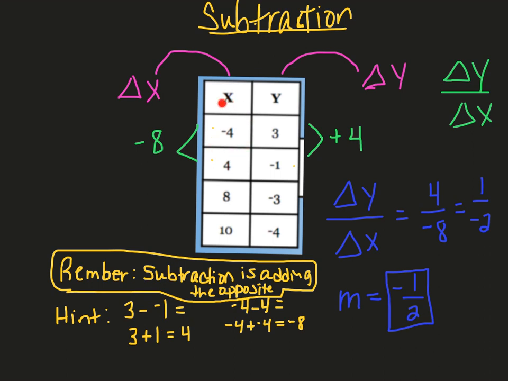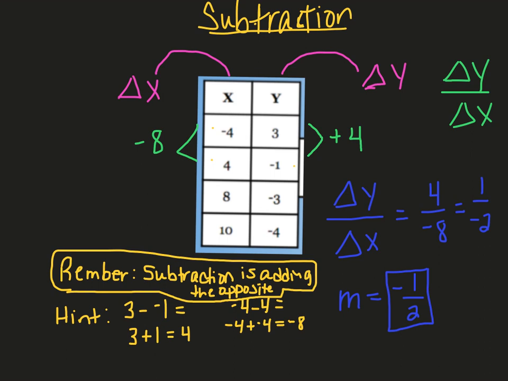Okay, and then on this one, I was thinking about this on a number line, and I thought, oh, it's positive 8. But no, when you're doing subtraction, it's negative 4 minus 4. So negative 4 minus 4 is the same thing as negative 4 plus negative 4. And when you're adding a negative plus a negative, you get negatives. So it's negative 8. So the change in y, delta y, is 4. The change in x is negative 8. Reduce that, and then this becomes your answer.